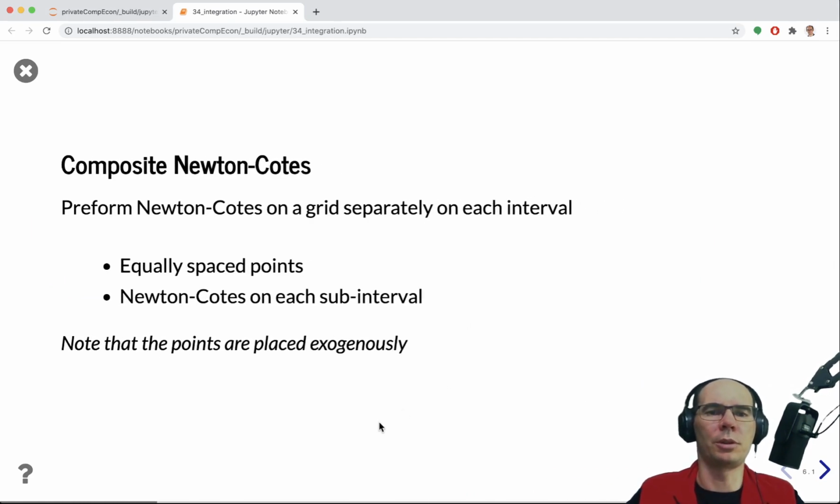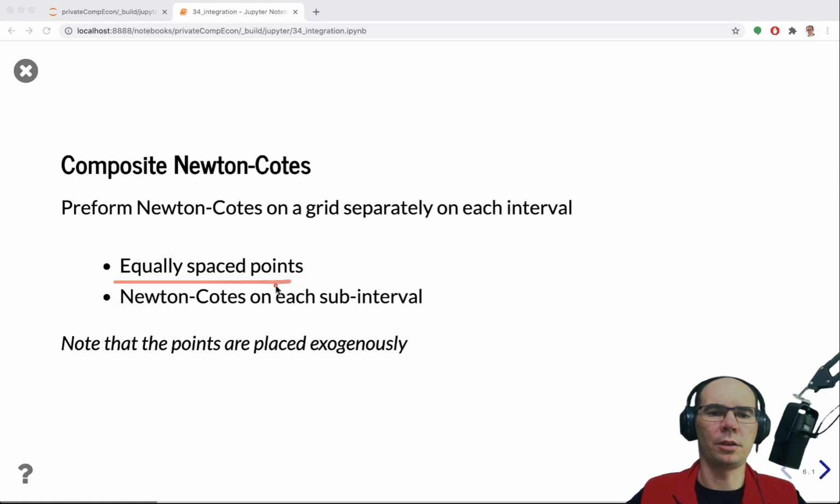So here are the composite Newton-Cotes rules. It's a collection of rules, depending on the approximation that we use. The idea is that we perform the same approach on the grid separately on each interval. And of course, if a rule like Simpson rule requires 3 points, then we would have an additional point in the middle of each of the subintervals defined by the grid.